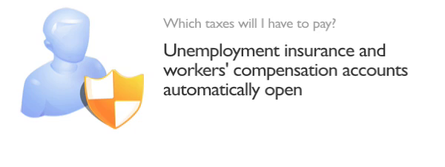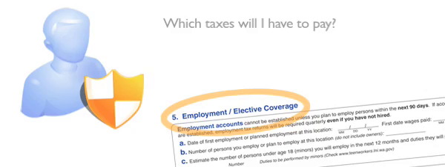Your unemployment insurance and workers' compensation accounts will automatically be opened when you file your state master business application and indicate that you plan to hire employees. If you have an existing business but plan to add employees, you need to refile the application. To indicate you plan to hire employees, check the Hire Employees box in Section 1 and fill out Section 5.